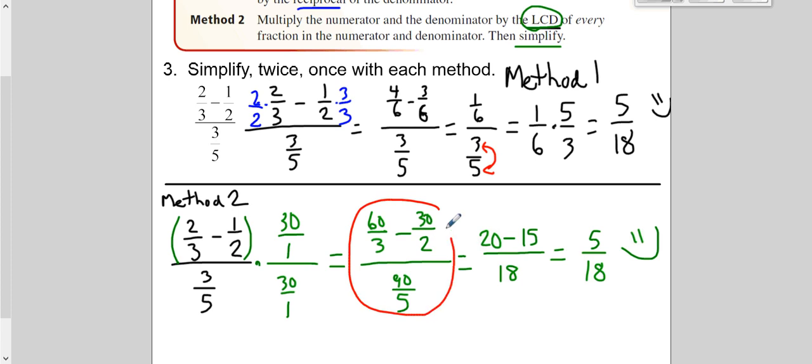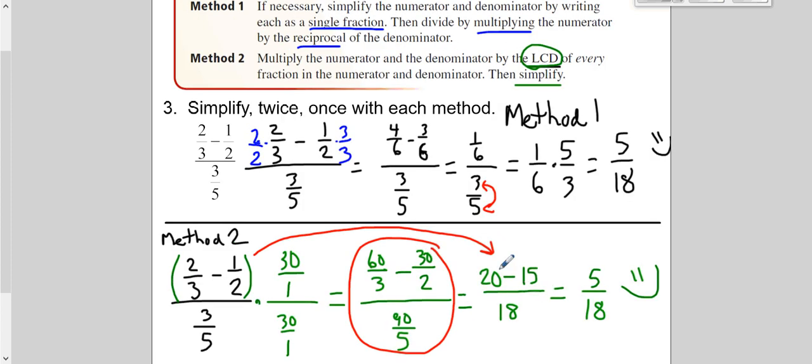So hopefully you can jump right over this step and go to here, because this number is designed to cancel out all those denominators. So 30 divided by 3 was 10, multiplied by the top. 30 divided by 2 is 15, multiplied by the top. 30 divided by 5 was 6, multiplied by that top. And there's your answer. Okay, method 1, method 2, that's how it works with numbers. Now let's do it with algebraic expressions.